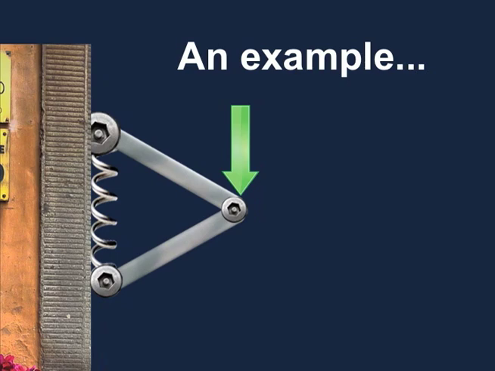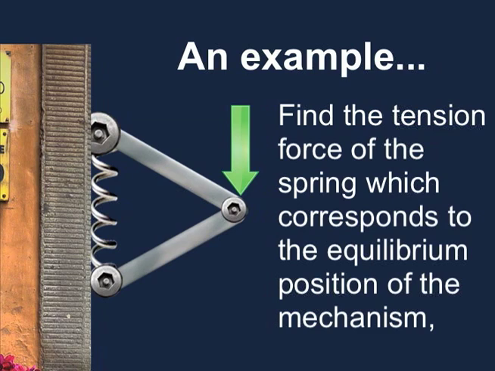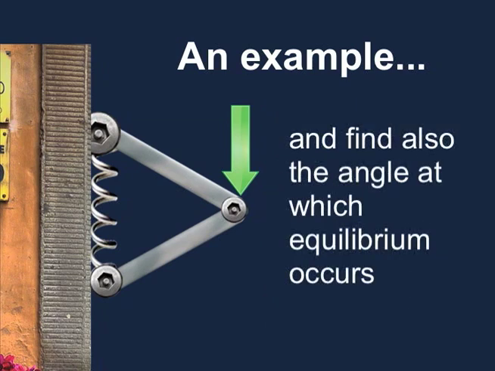Consider the following system with two rigid bars linked at one end, with an external force being applied at the joint, and one bar attached to the wall, while the other interacts with the wall through a roller contact, and finally a spring connecting the two. The problem consists of finding the tension force in the spring that corresponds to the equilibrium position of the system, as well as the equilibrium angle.